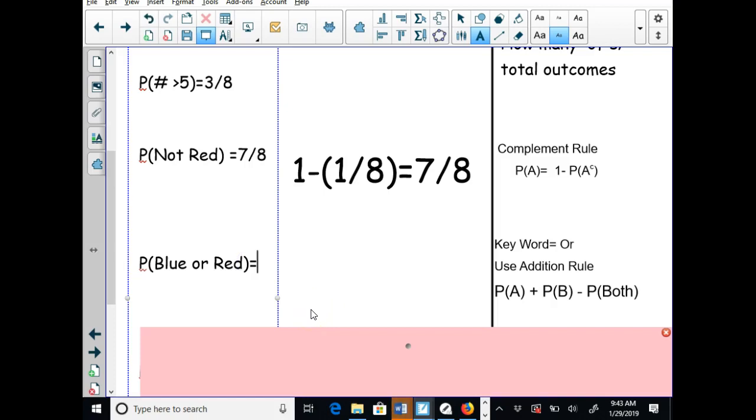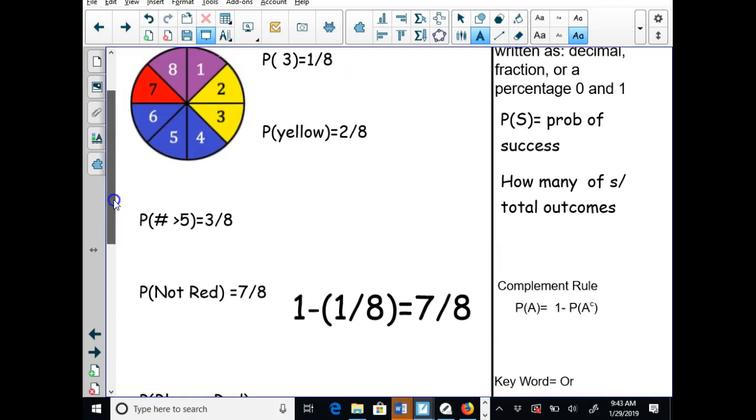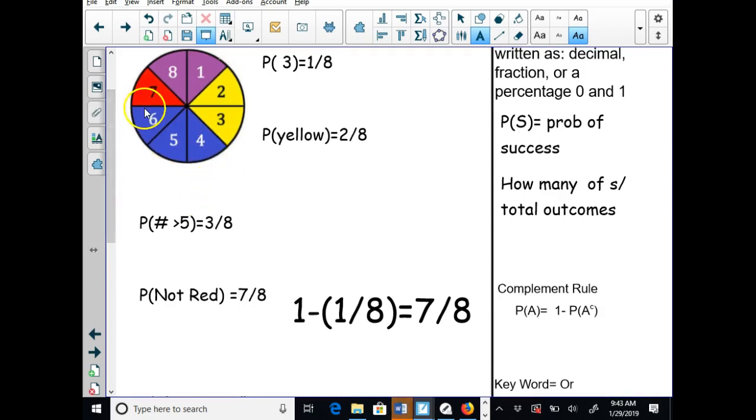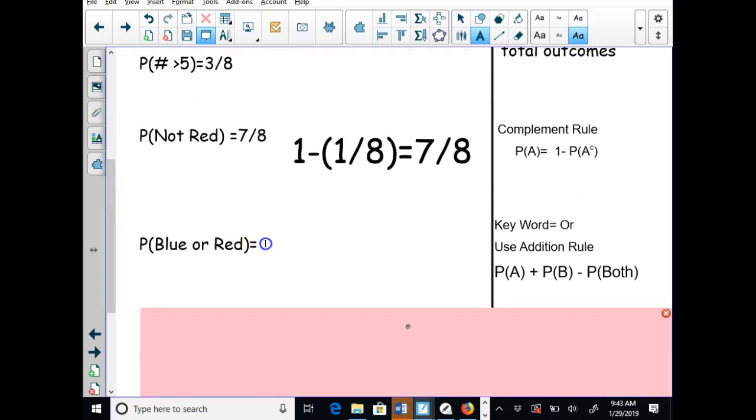Okay, so let's do that. The probability of a blue or red. So we want to figure out the probability of a blue. There's 1, 2, 3 blues out of 8 total.